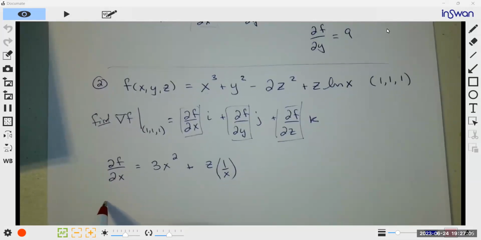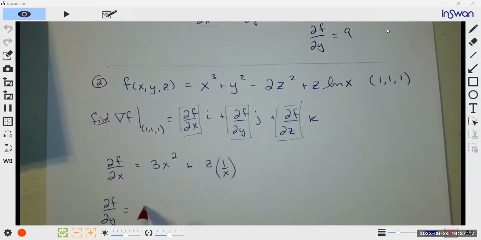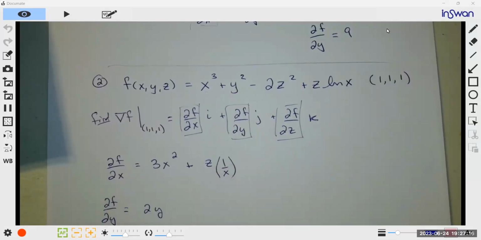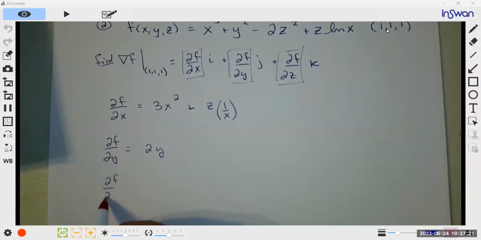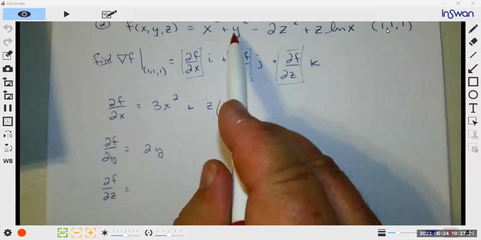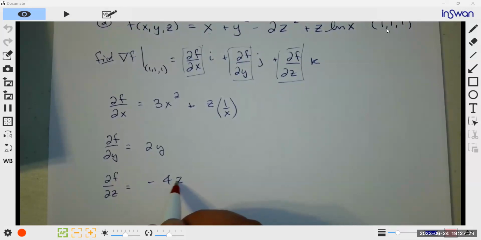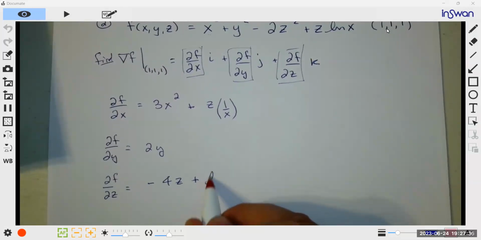Then we have to find the partial of f with respect to y. That one is just the derivative of y squared, which is 2y. The rest are constants and disappear. Then lastly, with respect to z. That disappears, that disappears. So it becomes negative 4z. The derivative of z is 1, so we just have ln x.